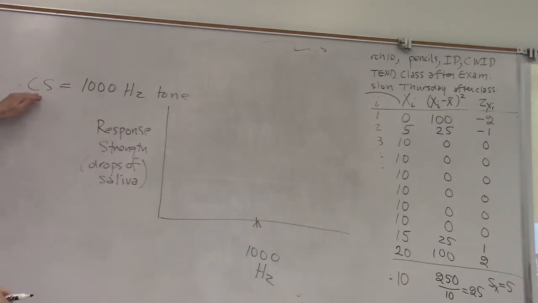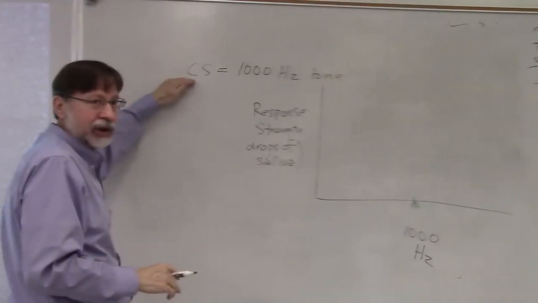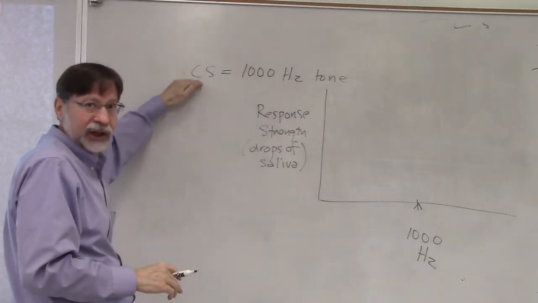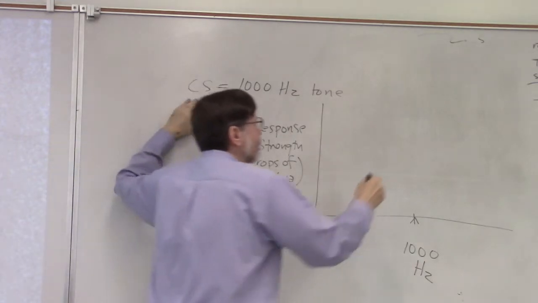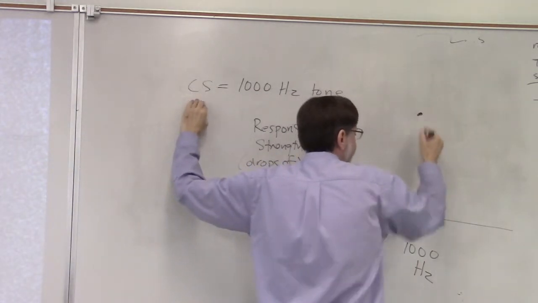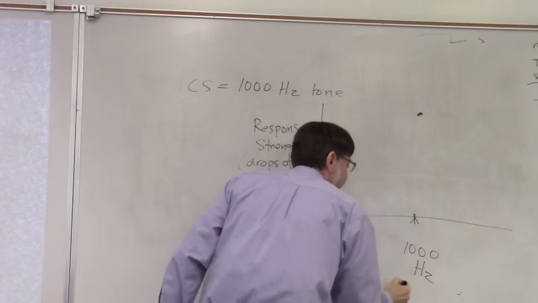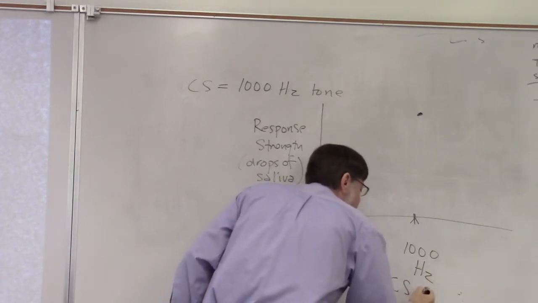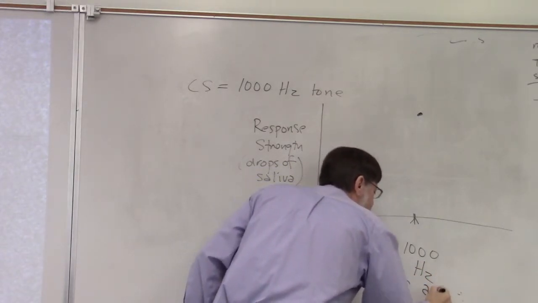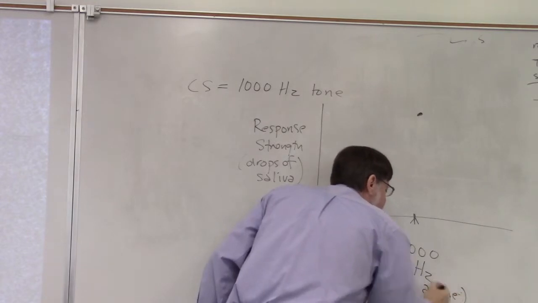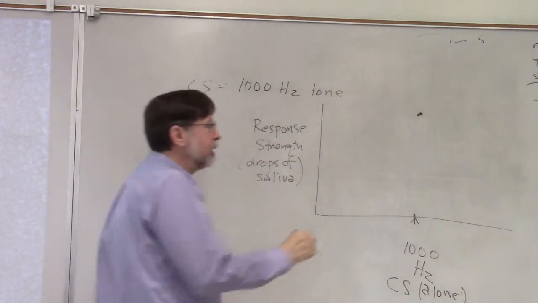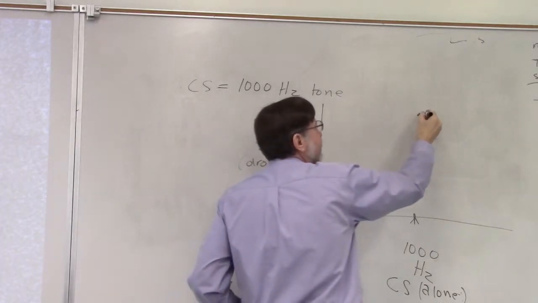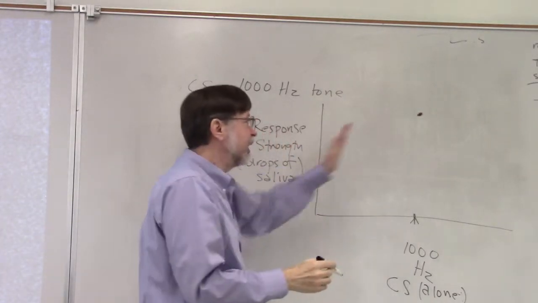The conditioned stimulus is paired with the unconditioned stimulus, food, so the animal has been conditioned to salivate. So we're going to get a good response to a 1,000 hertz tone presented by itself. So here's the conditioned stimulus alone. In other words, now we're just presenting the bell without the food on this trial. And we're looking at the number of drops of saliva. So we've trained the animal, so we're getting a good response.